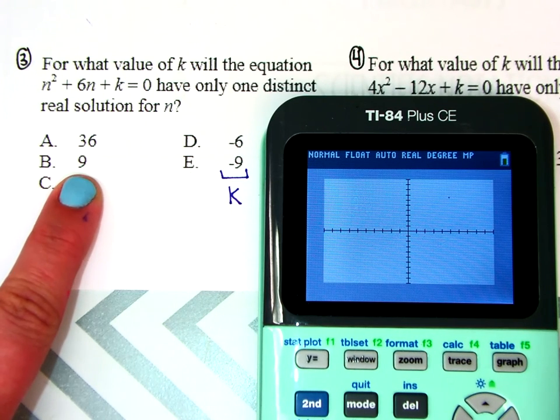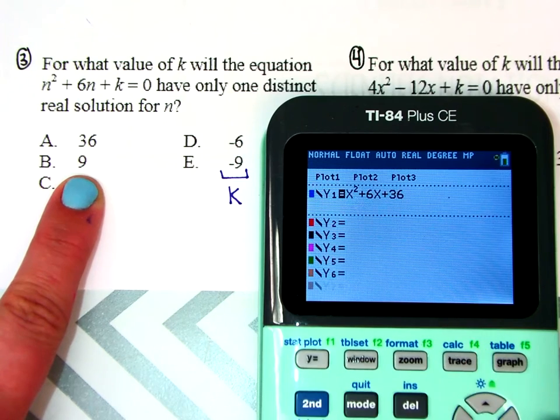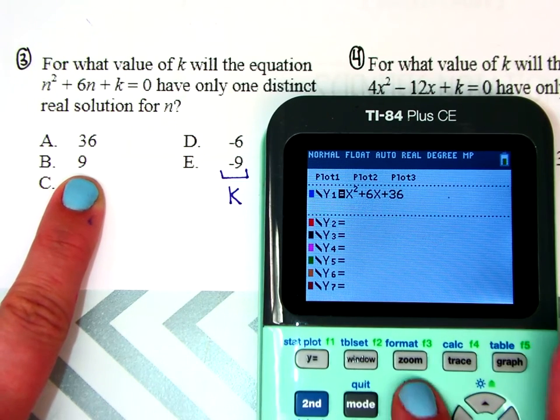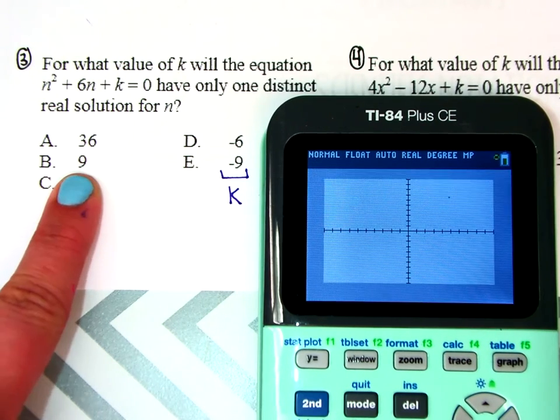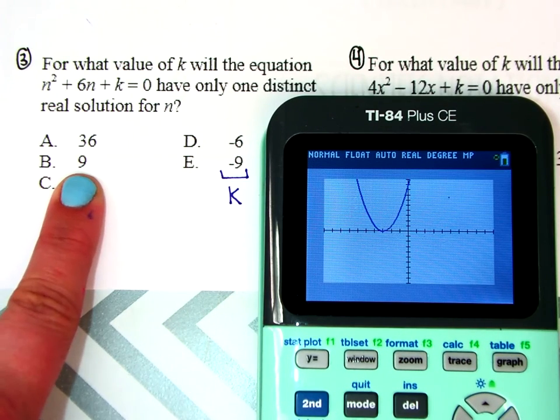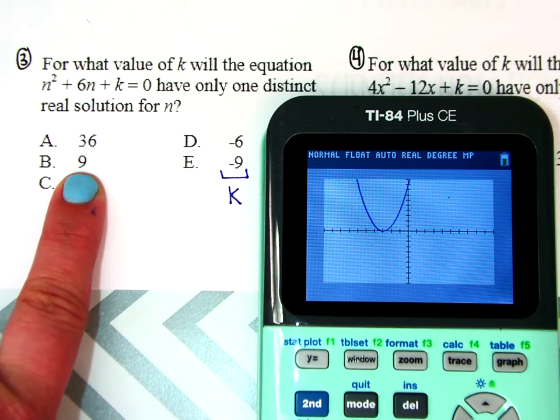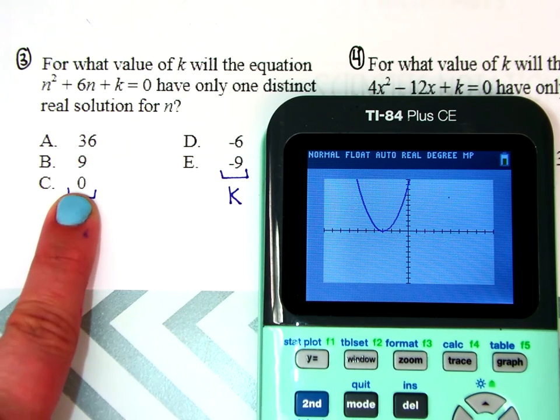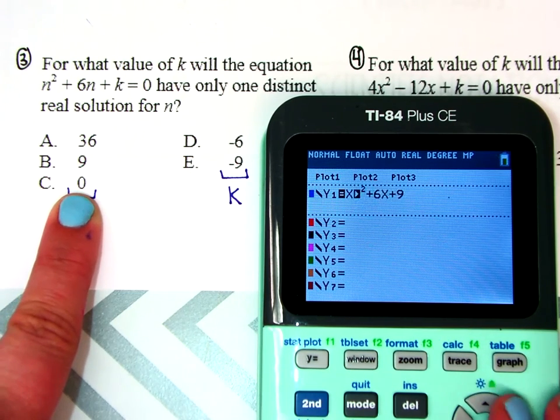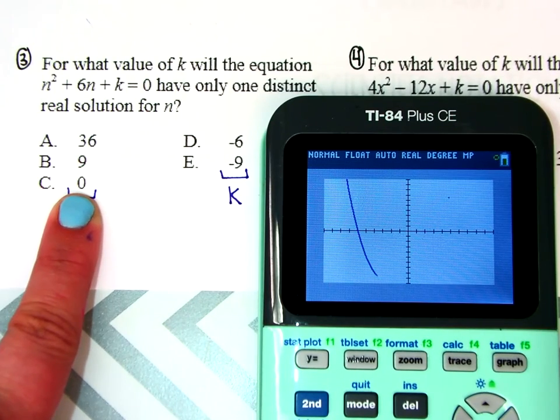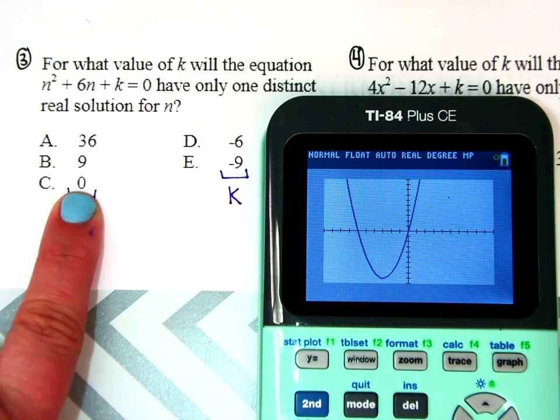So now I'm going to try B. I'm going to go down here. I'm going to change it to 9, and I'm going to graph it. Notice how that touches at one location, which means it is a distinct solution. I can test the rest if I really want to, so I'll put 0. Notice how it crosses twice.